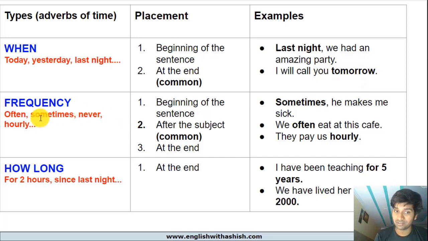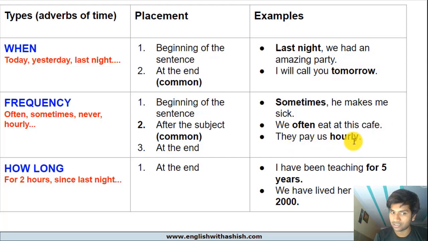Frequency, like often, sometimes, never, always, hourly, monthly. These can come in the beginning of a sentence, or after the subject, right after the subject, which is their common place. This is where they generally come, and they can also come at the end of a sentence. Okay, examples. Sometimes he makes me sick, or he sometimes makes me sick, which is a better sentence. We often eat at this cafe, or we eat at this cafe often, which is not common at all, right?